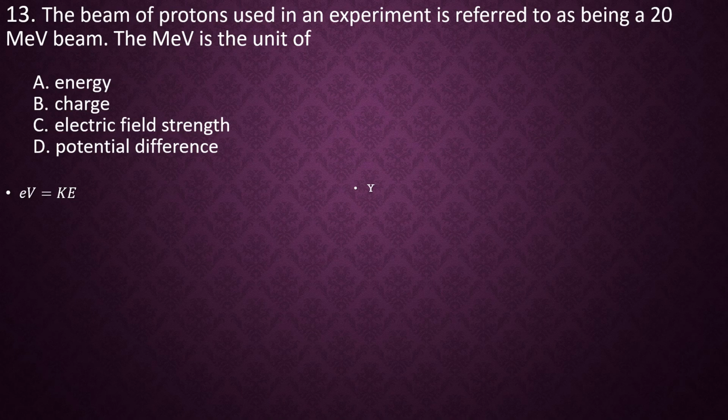The beam of protons used in an experiment is referred to as being a 20 mega electron volt beam. The mega electron volt is a unit of, well, the electron volt: e is actually the electronic charge, the charge on an electron, and then voltage, of course, the PD. And so work done is what? QV, charge multiplied by voltage. So this must be the unit for energy or work.